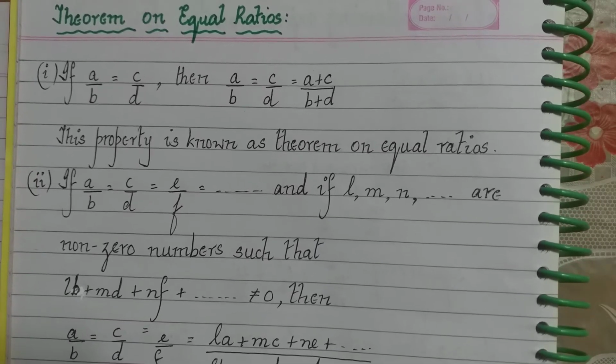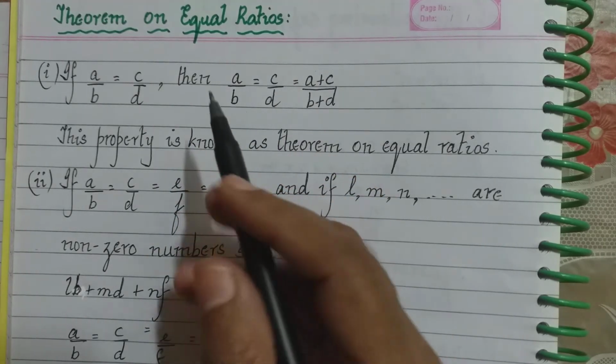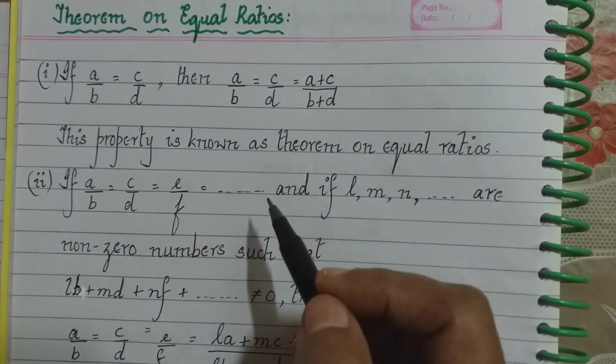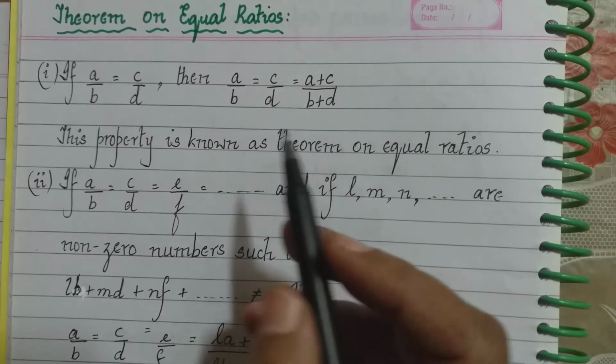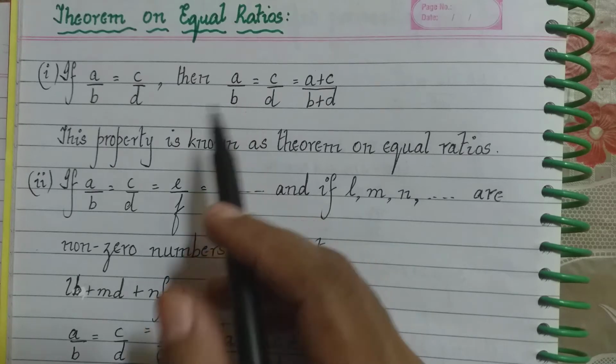Now going to the theorem on equal ratios. Let us see what is the theorem on equal ratios. Why are we doing this in between the exercise? Because in the third question, we are using this theorem on equal ratios.